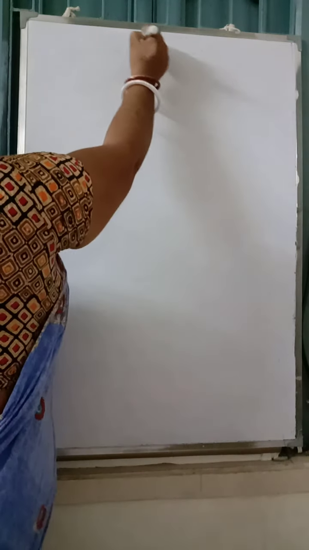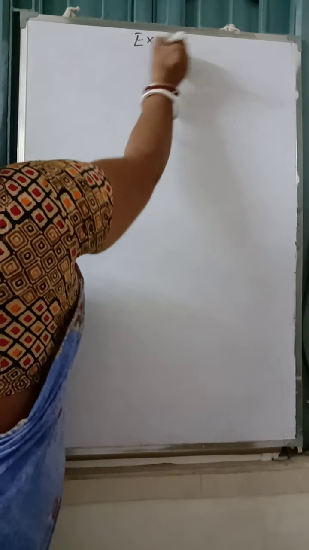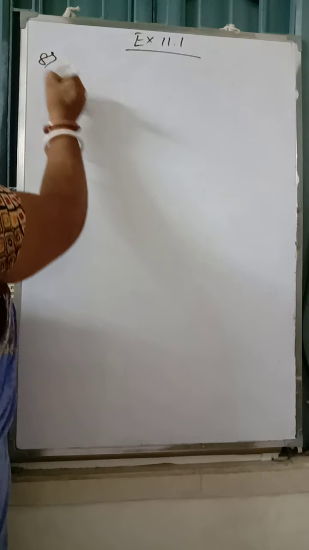Coming days. We have completed question number 5, 6 and 7 yesterday. Look at question number 8. It says, prove that the straight line joining the midpoints of opposite sides of a quadrilateral bisect each other. Exercise 11.1, question number 8.